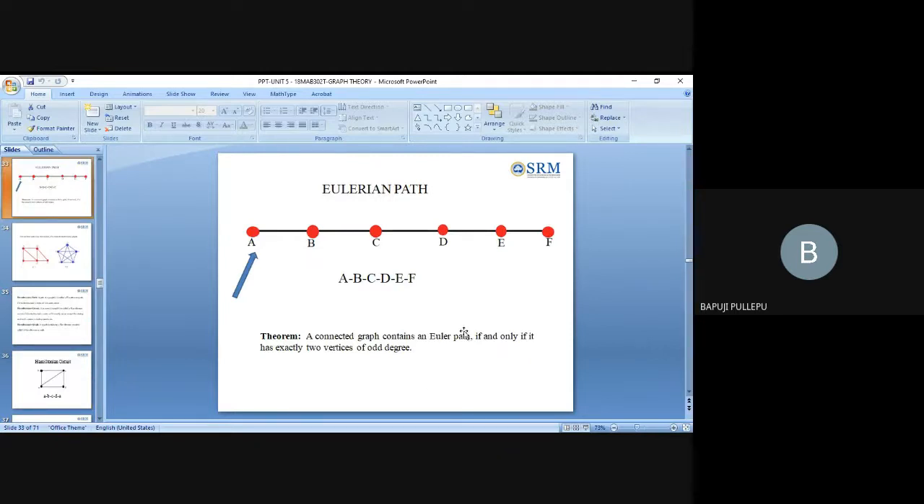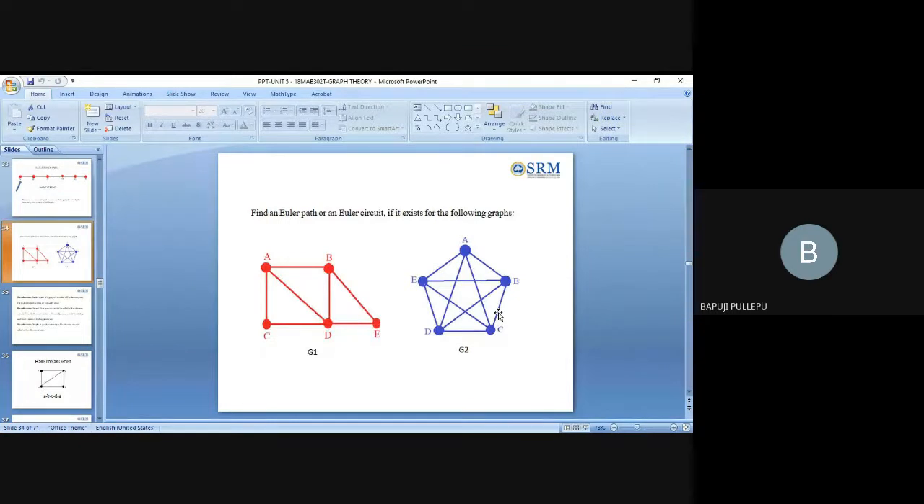Then the Eulerian path. A connected graph contains an Eulerian path if and only if it has exactly two vertices of odd degree. Only two vertices will have odd degree. The degree of A is 1, B is 2, C is 2, D is 2, E is 2, and F is 1. So if and only if two vertices have odd degree, then A and F only have odd degrees. Just remember this theorem. Finding an Eulerian path, you can probably do this. I will give this example, don't worry.